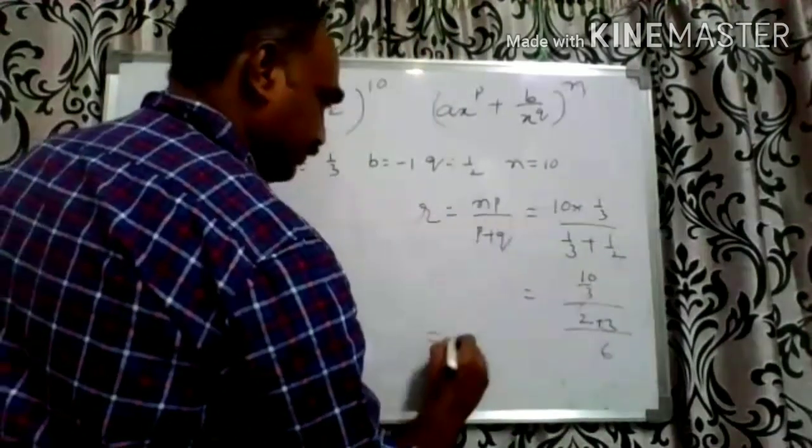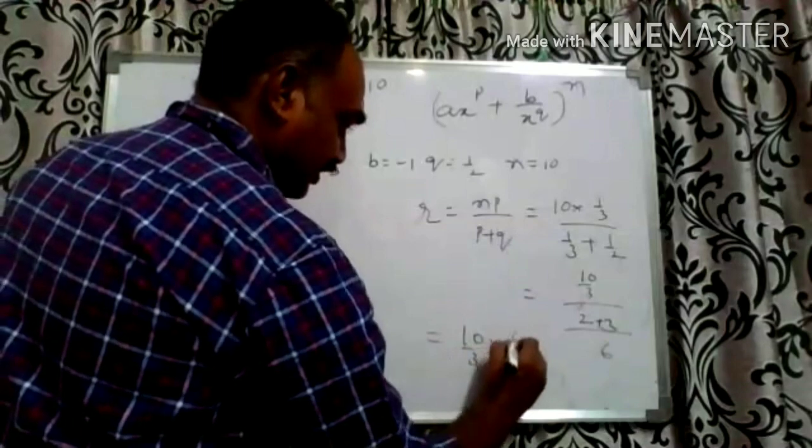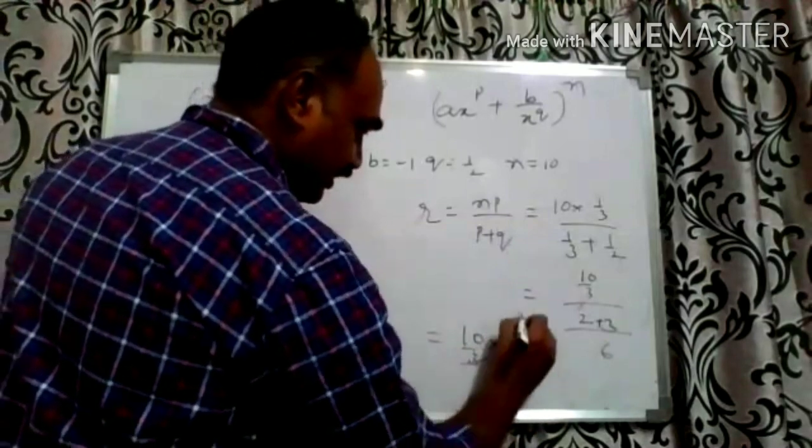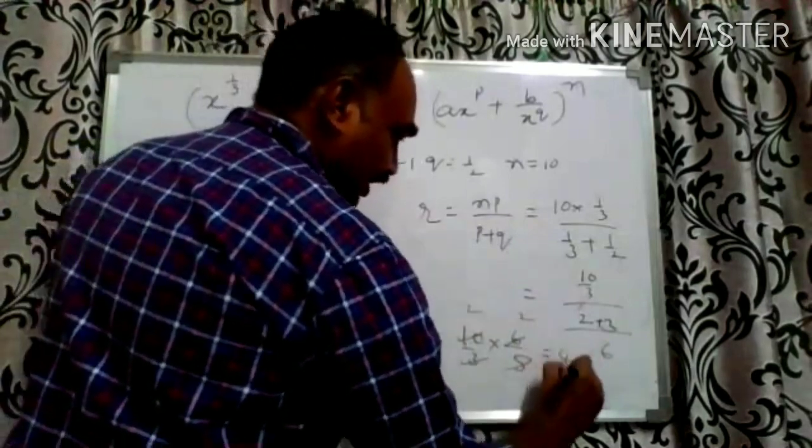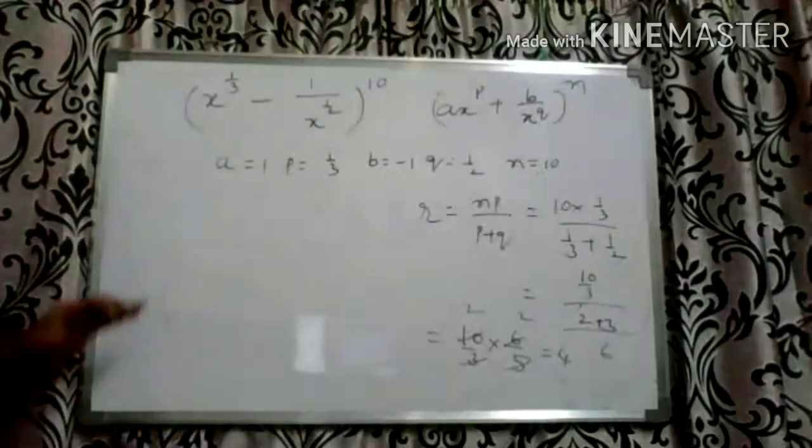That is equal to 10 by 3 into 6 by 5. 3 2s are 6, 5 2s are 10. So R is equal to 4.